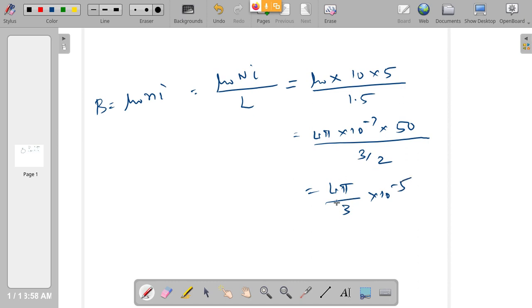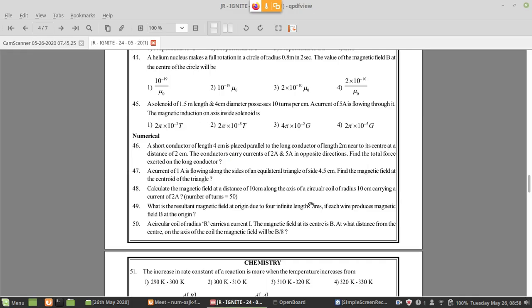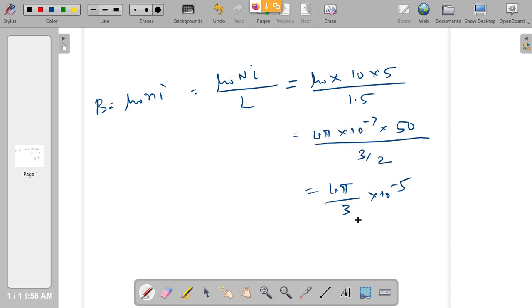So this much you can do manipulation, right? And how much you can do further? What is the choice given here? 4 pi 2 pi into 10 power minus 5. 2 pi by 3 we are getting, right? So 2 pi by 3. It is not given in choices.